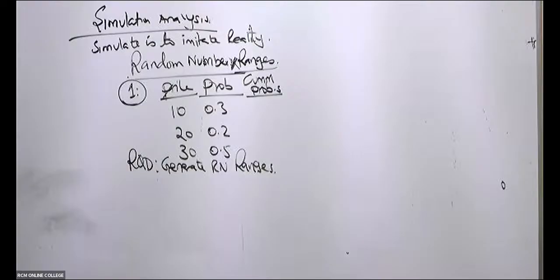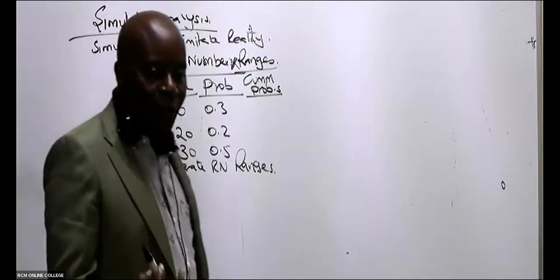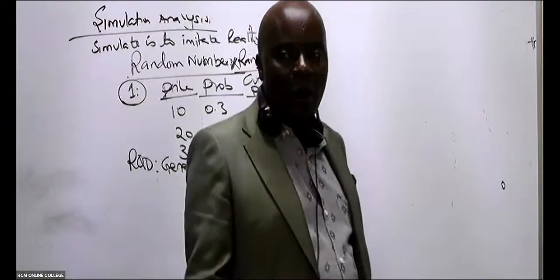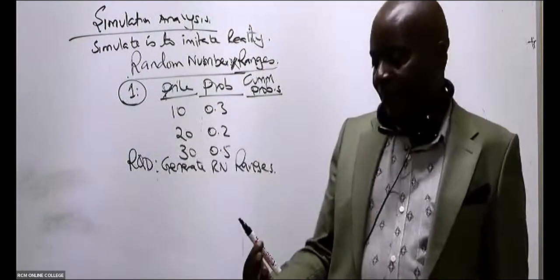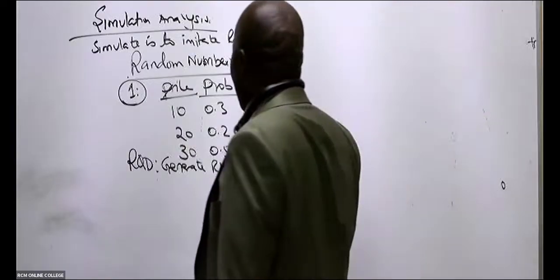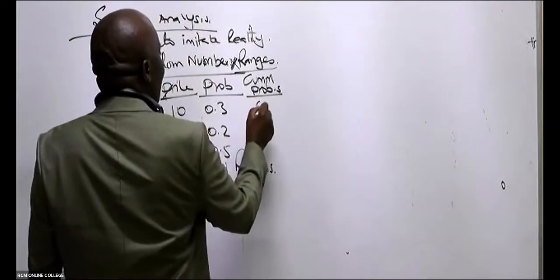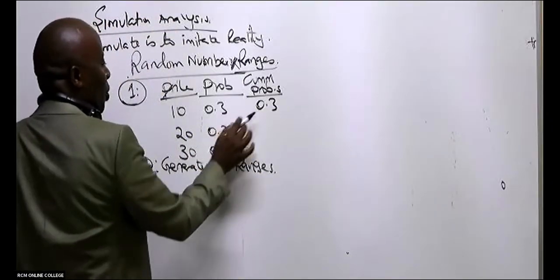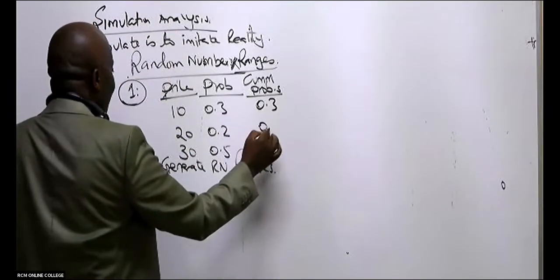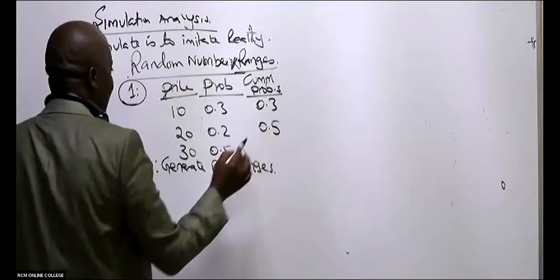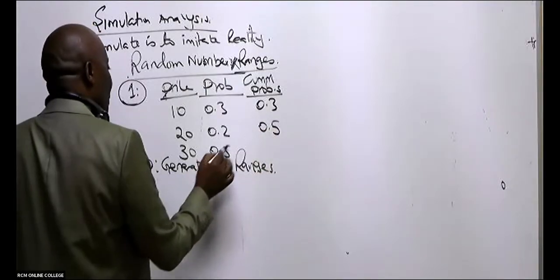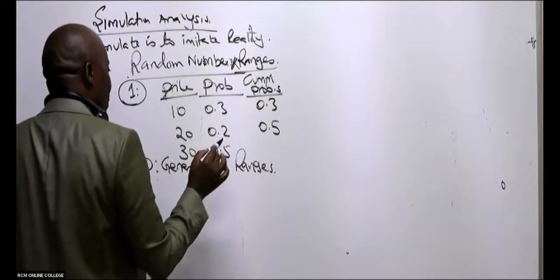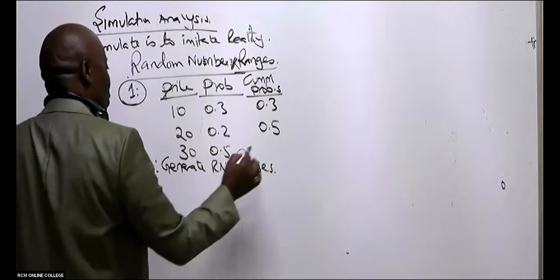So cumulative probabilities, what do we do? We add the probabilities downwards. We accumulate them downwards. We aggregate them. So in this case, look at this. This will be 0.3. So you accumulate this here. You add this here. So 0.3 plus 0.2 gives me 0.5, right? And then we have 0.5 plus 0.5 because I'm accumulating, right? So that will be 1.